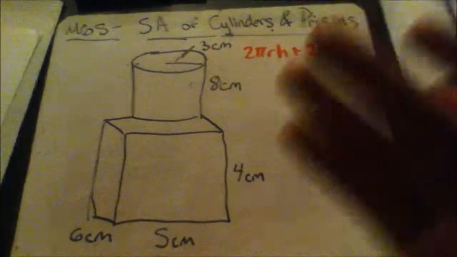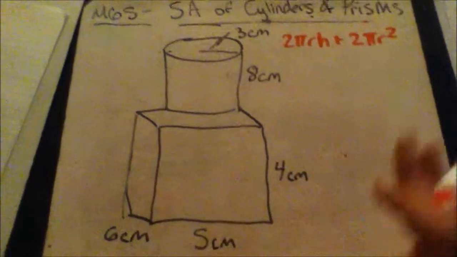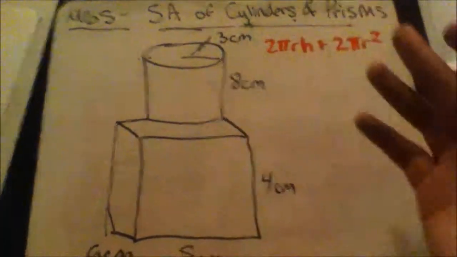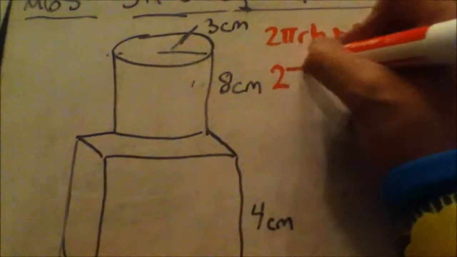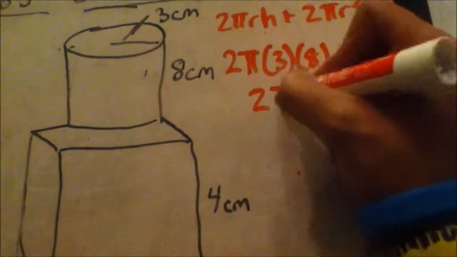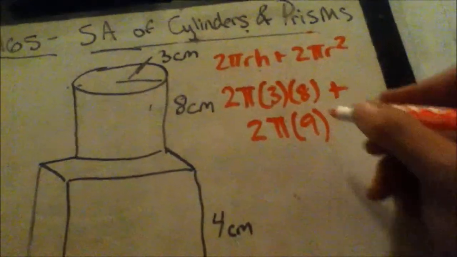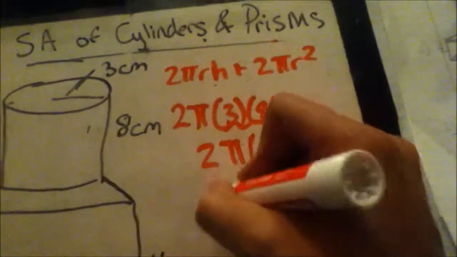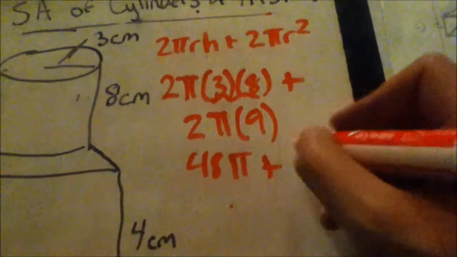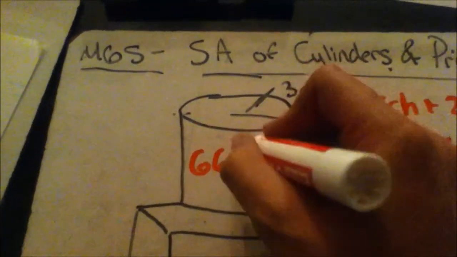Again, with the surface areas of cylinders and prisms, this is literally a cylinder and a prism. The first thing I always want to do for this is take it one step at a time. I know the equation for the cylinder, so I'm just going to fill that out first. Remember to always plug it in. 2 pi 3 times 8, plus 2 pi 3 times 3, which equals 9. When we multiply first, you should get 24 times 2, 48 pi, plus 18 pi, which should equal 66 pi. We know that the surface area of the cylinder is 66 pi.